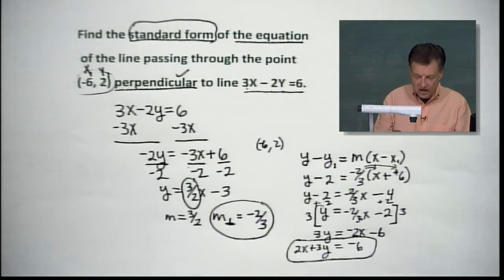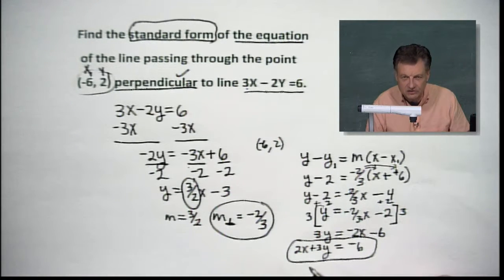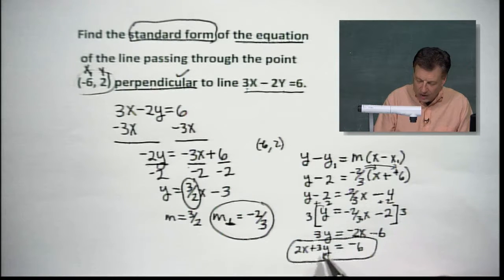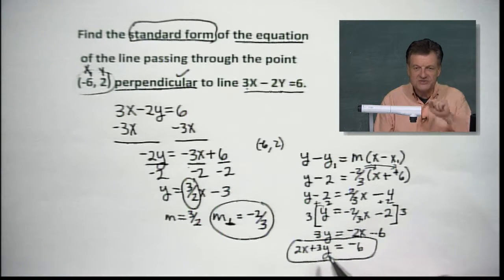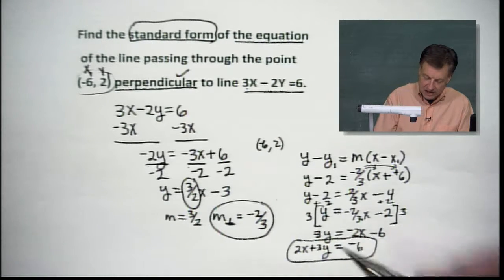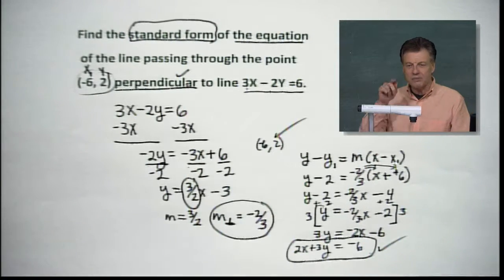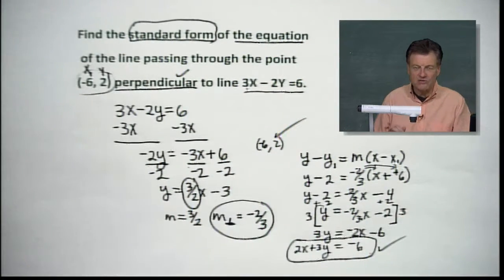The truth is, does negative 6 and 2 work in there? So we put a negative 6 in for x. That gives me what? 2 times negative 6, negative 12. We have 3 times 2, which gives me positive 6. Add negative 12 and positive 6, you get that negative 6 back. That, folks, tells me that we have a good equation. And that is the perpendicular in standard form.